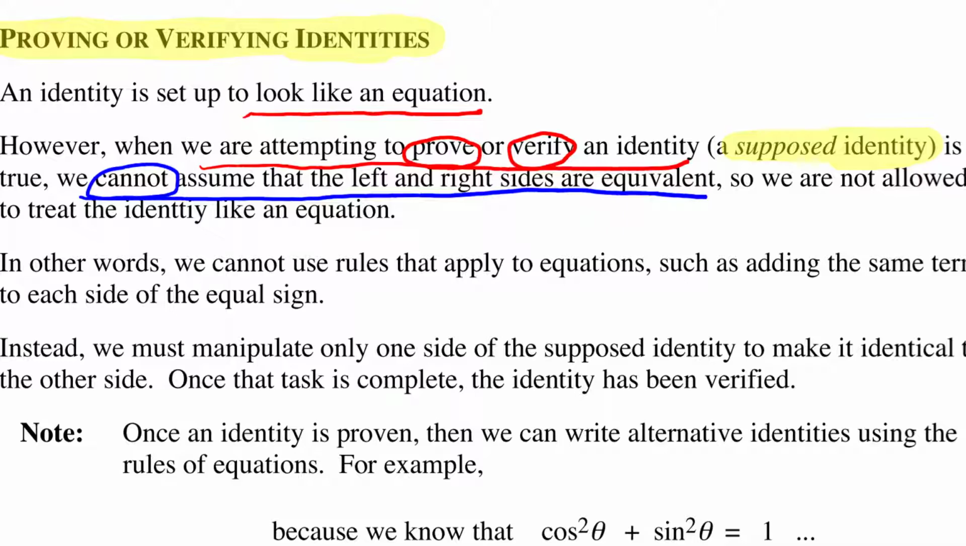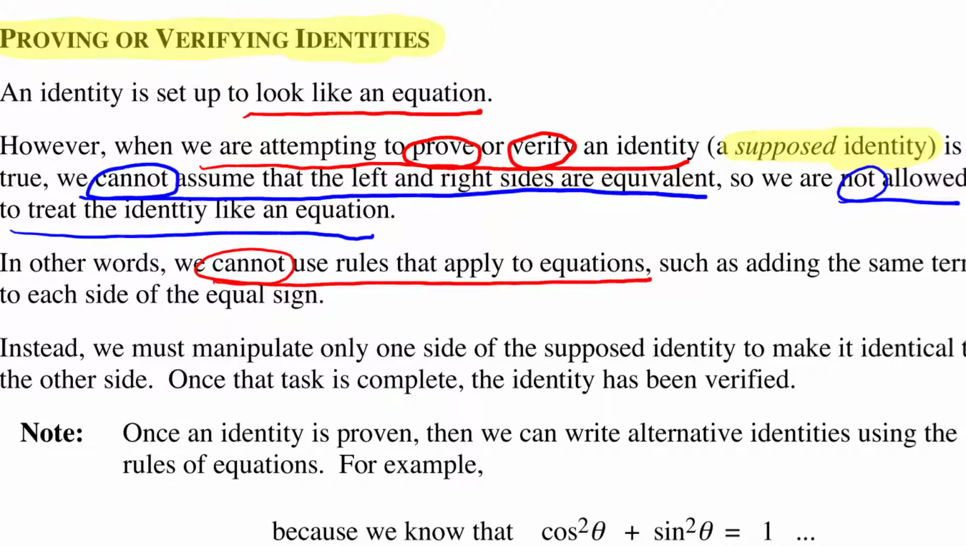However, we cannot assume that the left and right sides are equivalent. So we're not allowed to treat the identity like an equation. We can't do the same thing to one side as we do to the other. Instead, we have to keep it all separate. We can't just say multiply each side by the same number, or take the square root of each side, or add the same terms to each side of the equal sign. Can't do that in these supposed identities.